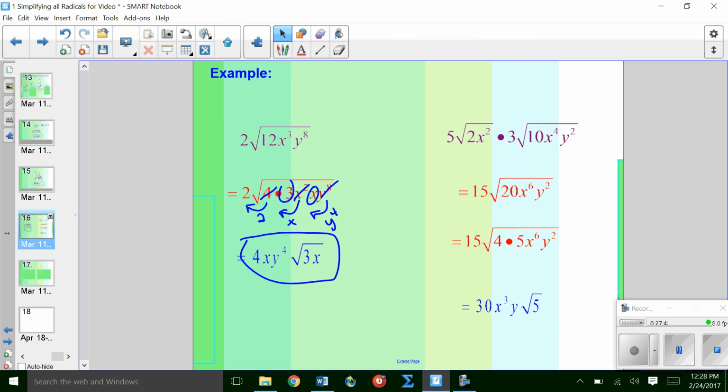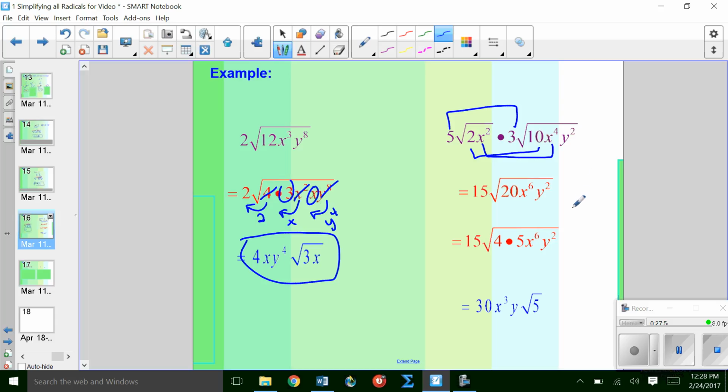And for this one, we should combine first to simplify 5 times 3 to 15. 2 times 10 under is 20. X to the 2nd times x to the 4th is x to the 6th. And the y to the 2nd just comes down with everything. Then 20 breaks to 4 times 5. That comes out. This comes out. And this comes out. So the only thing you're left with under the radical will be the 5. And 15 times 2 is 30.